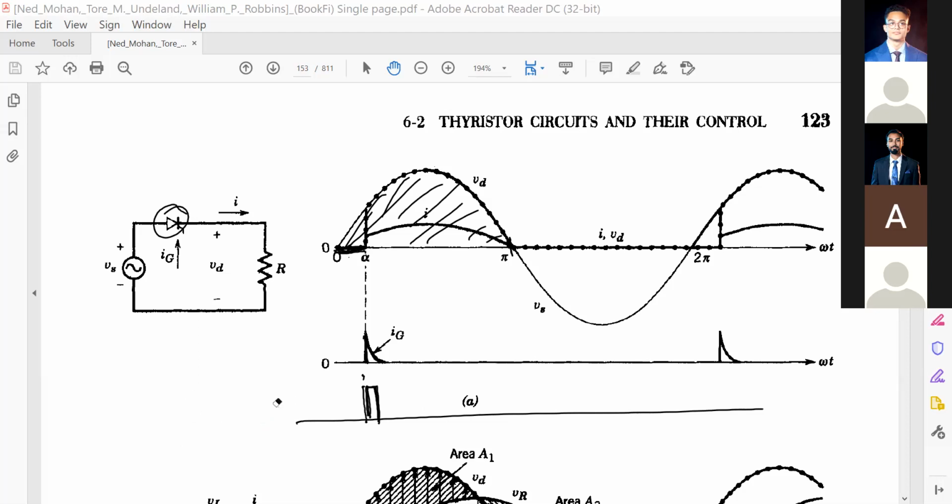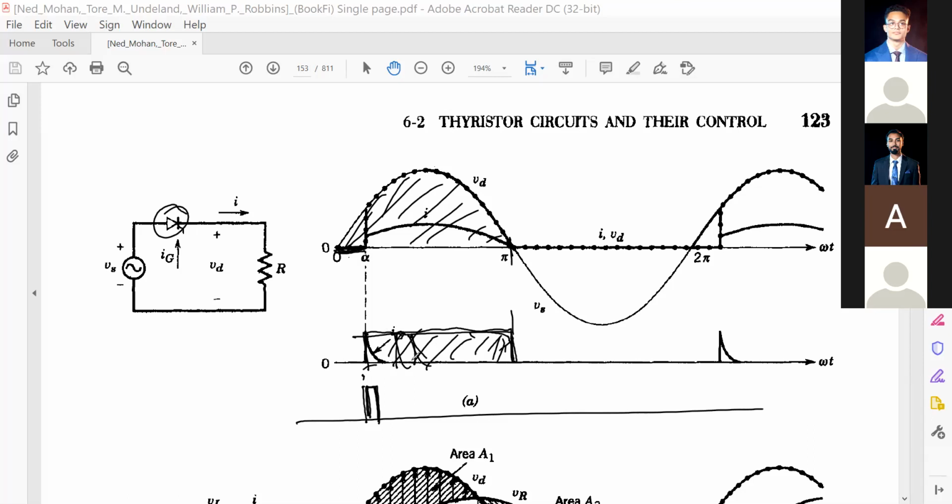Anyway, we have applied this gate current, and it is not continuous. What is the problem of giving a continuous current? Power loss. What is the point if only a single pulse is enough? So we don't need to give this, but for an inductive load we may need to give a train of pulses.